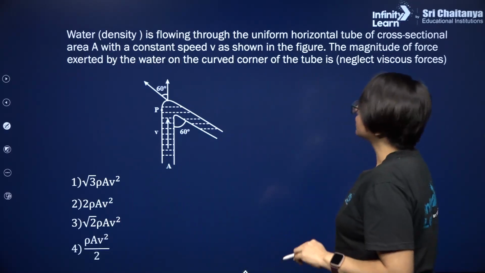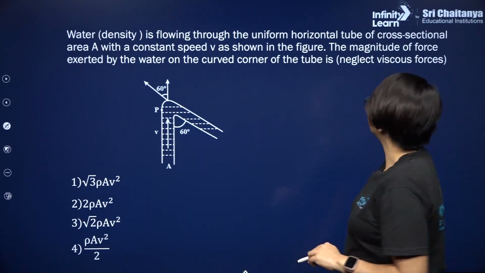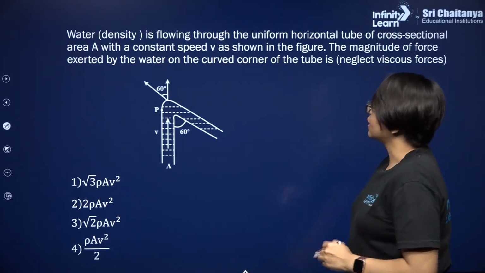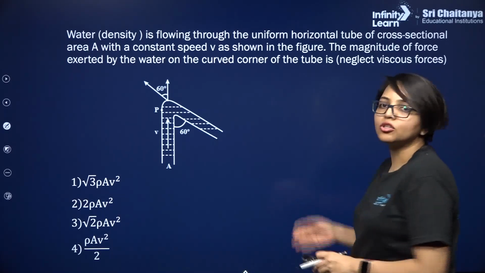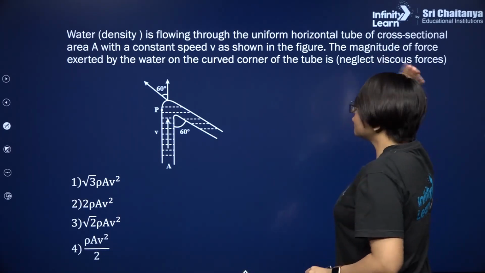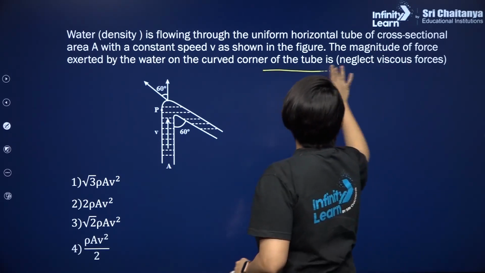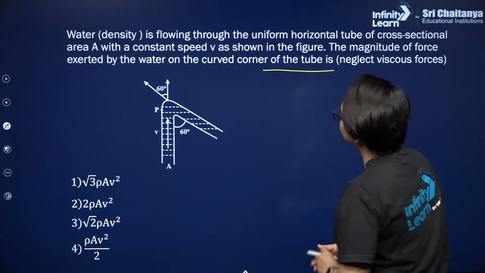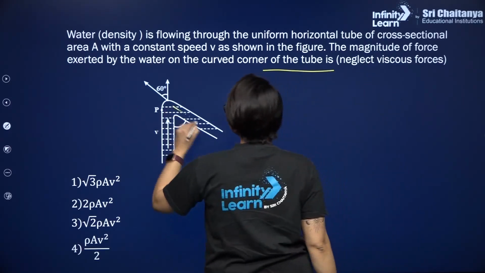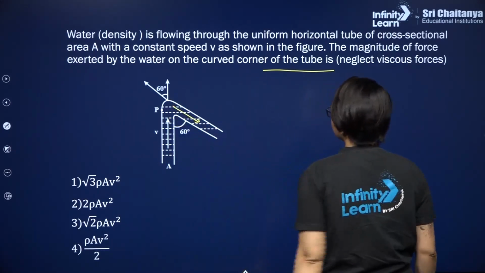Next is this one. Water is flowing through the uniform horizontal tube of cross-sectional area A with a constant speed v as shown in the figure. The magnitude of the force exerted by the water on the curved corner of the tube is. So it is flowing like this. After crossing this curved corner, its direction of velocity will be this.